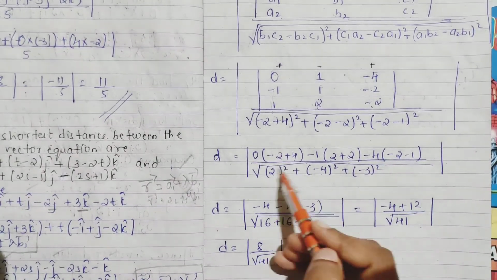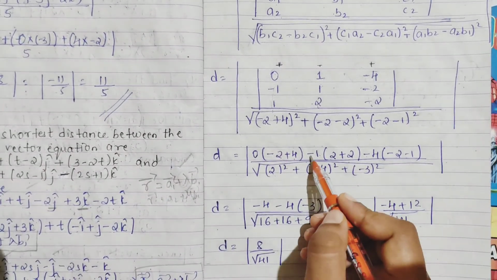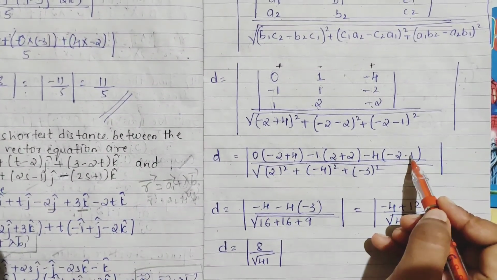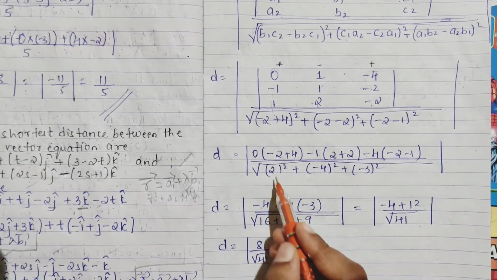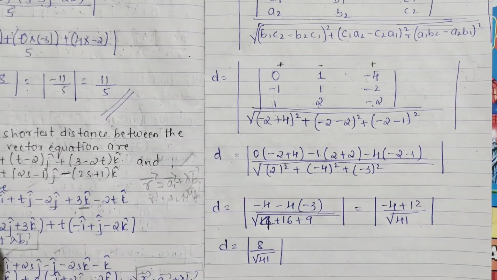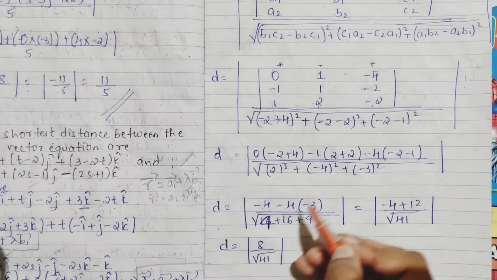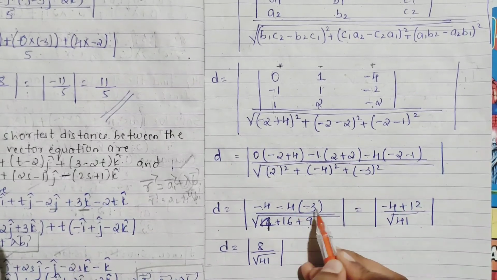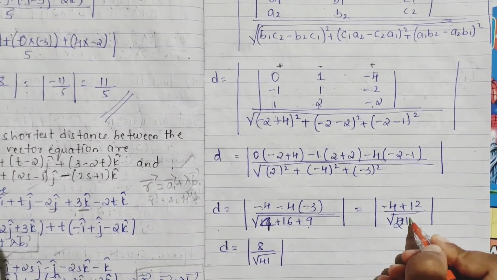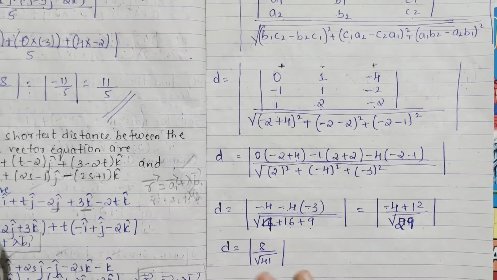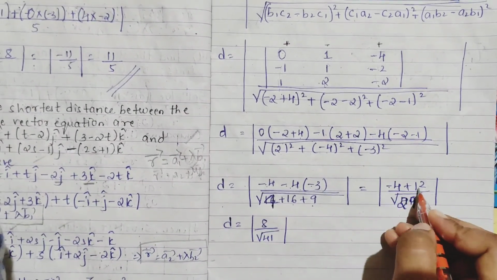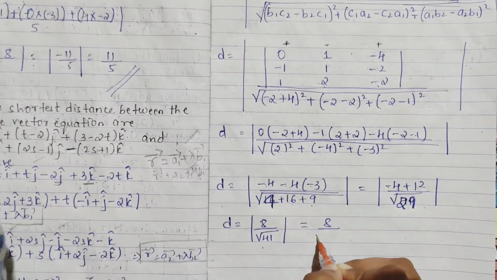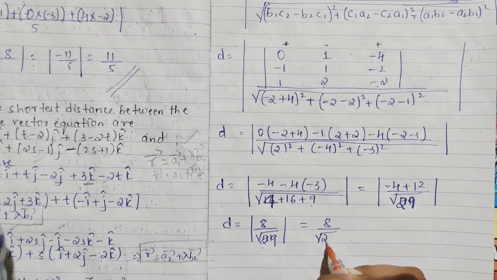Solve it: this 0 with any term will be 0. Second, you have minus 1, 2 plus 2 is 4, 4 into minus 1 is minus 4, minus 2 into minus 1 is minus 3, so minus 4 minus 3 whole. 2 square is, sorry, here I made a mistake: 2 square is 4, 4 square is 16, 3 square is 9. Minus 4 minus into minus is plus, 4 3s are 12, so minus 4 plus 12 you will get 8, by root 29. So removing from the modulus it will be 8 by root 29.